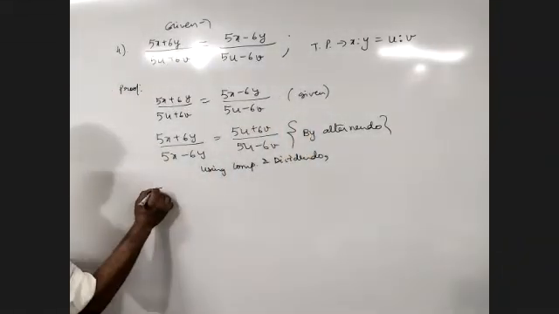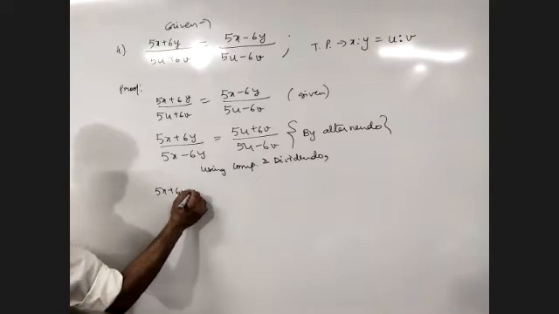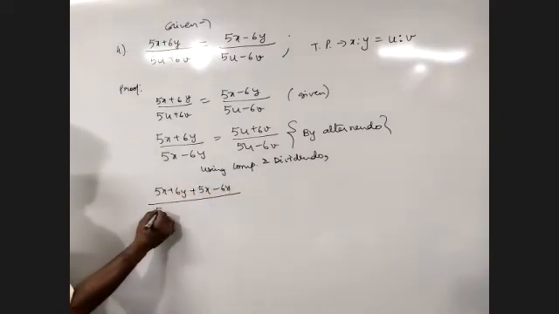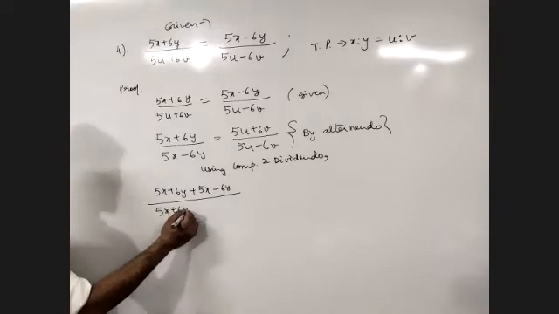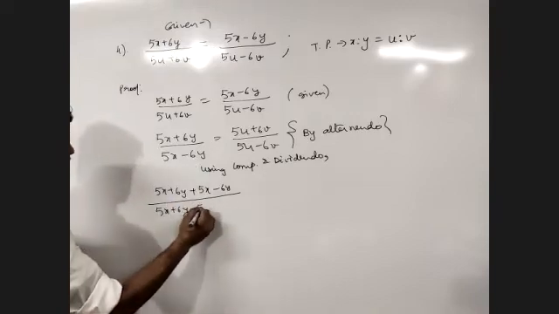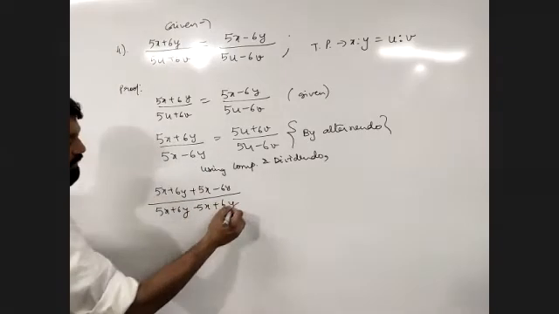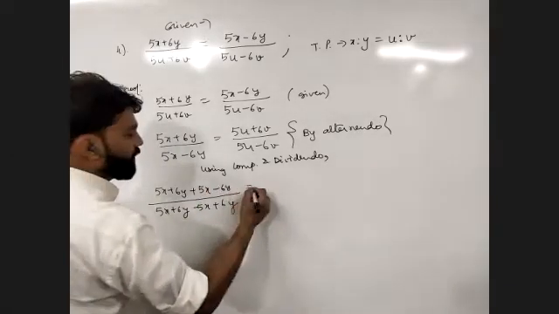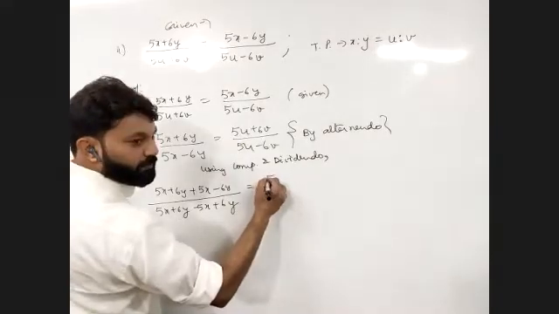So this will be, look carefully, 5x plus 6y plus 5x minus 6y. और नीचे दोनों subtract होंगे. 5x plus 6y अब subtract होंगे तो minus 5x plus 6y. Have you followed this? Let's see how much we have followed. Tell me what should I write here?